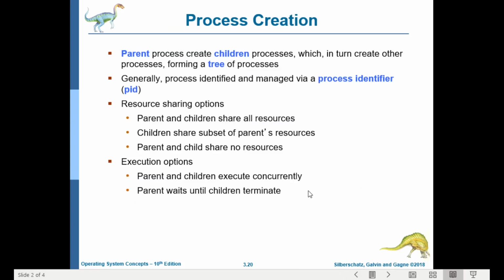So we look at the previous slide. Parent and children have several resource sharing options. A child process needs certain resources to accomplish its task. For example, it needs physical resources like CPU time, memory, input-output devices, files, or logical resources, for example, IP address or database or data.